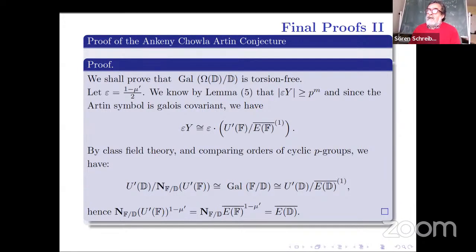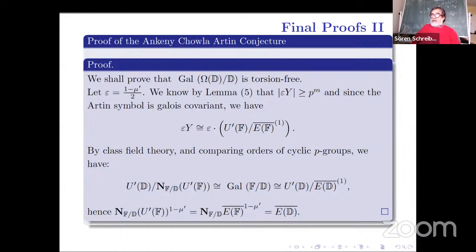Now again, class field theory tells us in D that the norm defect U prime of D over the norm of U prime of F is isomorphic to Galois of F over D, which is U prime of D over E bar of D. And therefore we deduce, in other words, that the norm of U prime of F has the same defect as E of F.